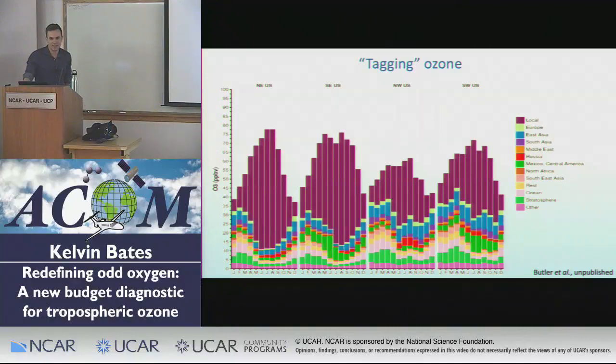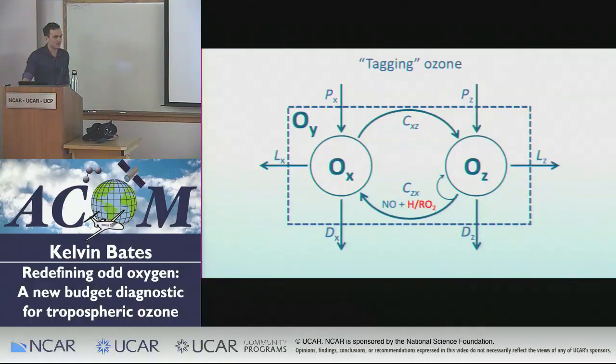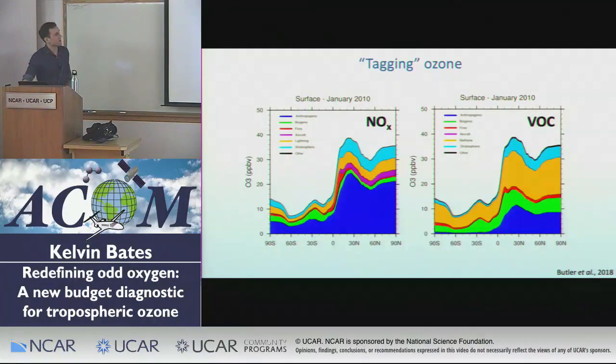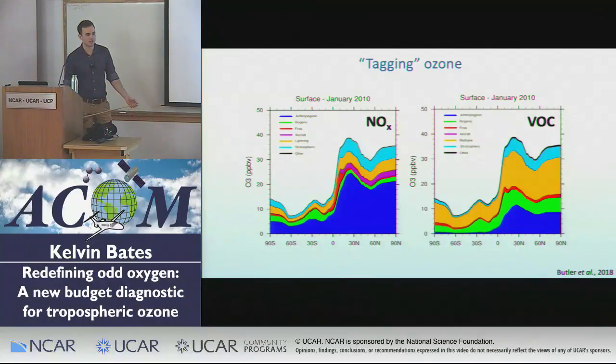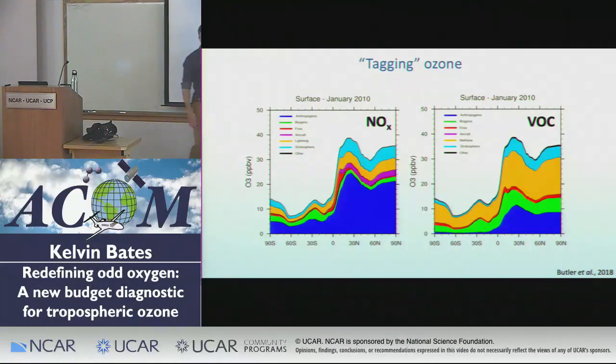There's a bunch of different ways to tag ozone, though. This doesn't have to be the way you do it. You can also do it by where the HOX or RO2 radical came from that you are undergoing this reaction with. So Tim Butler also did this one, I guess. And here we're separating NOx out not by its location of origin, but by the emission sector, and also doing basically the same thing for the HOX or HO2 or RO2 partner. And you can see, you know, there's a large contribution from methane, but also in the northern hemisphere, large contribution from anthropogenic VOC sources leading to that HO2 or RO2 reaction partner.